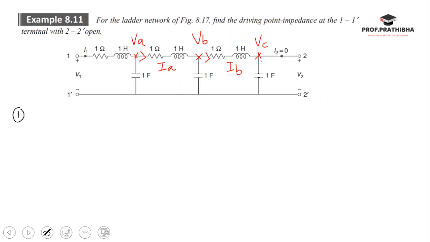Give me answers, guys. I want to know. VC is equal to V2. Yes, VC is equal to V2 is my first step. Correct. VC is equal to V2. What's my second step?